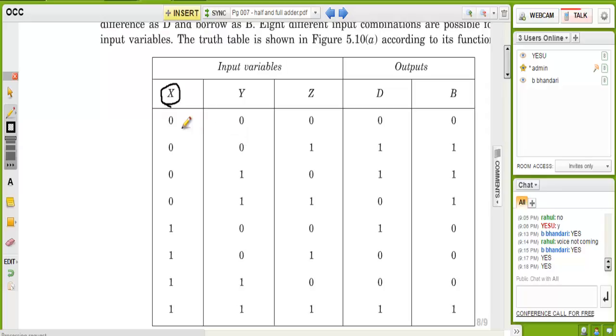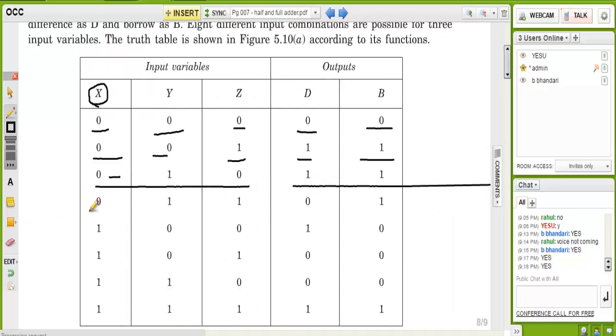So see, if all the inputs are 0 0 0, then the output is 0 and borrow is 0. If 0 0 1, then the output is 1 and borrow is 1, because if you subtract 1 from 0, then the output will be 1 and borrow will be 1. Now for that case, again the same result, because this 1 has to be subtracted from this 0. So the same result. Now if we subtract 0 1 1, then we get the output 0 and borrow is 1.